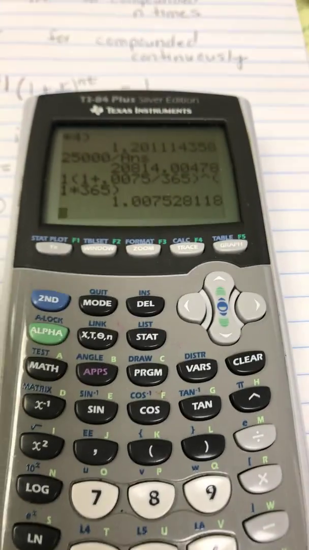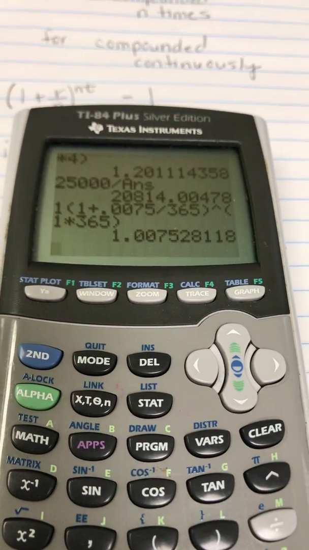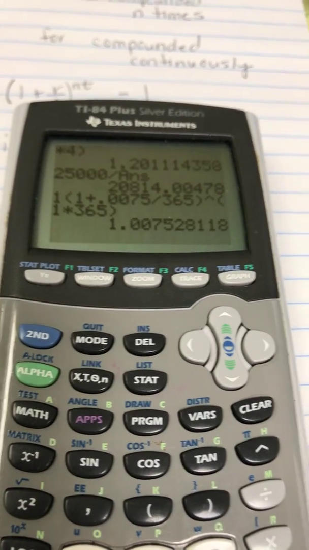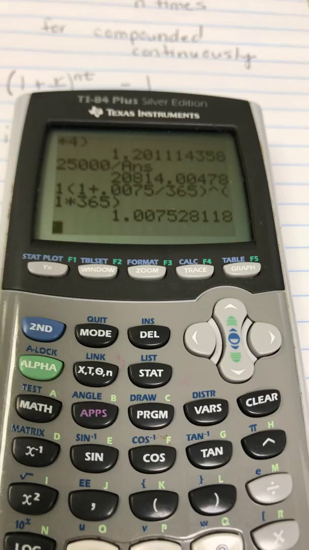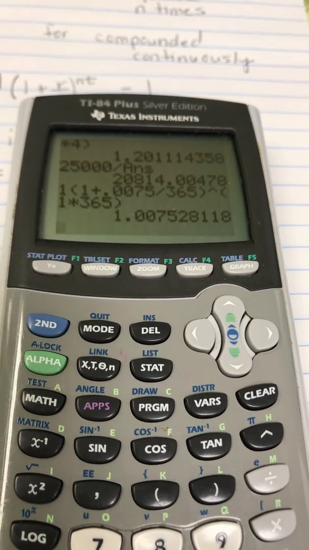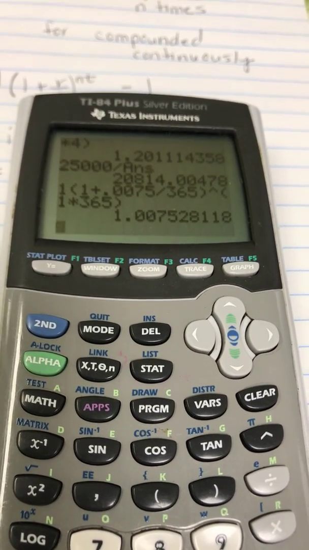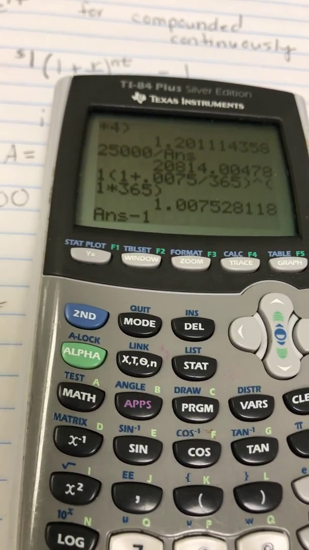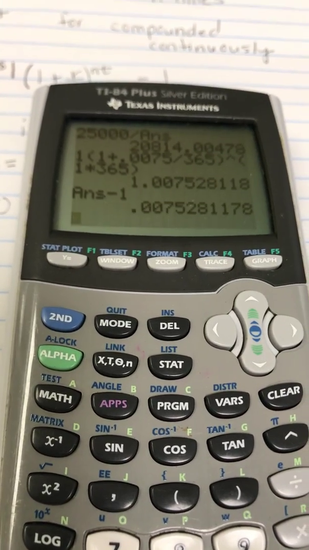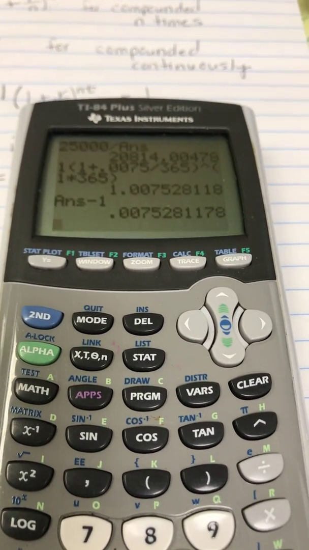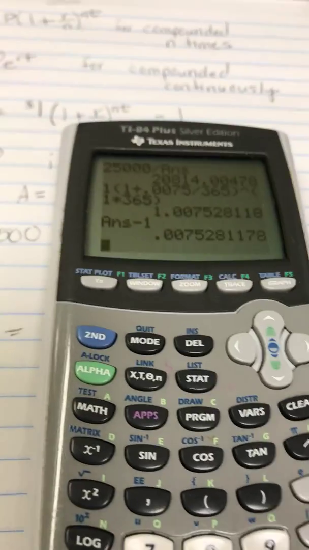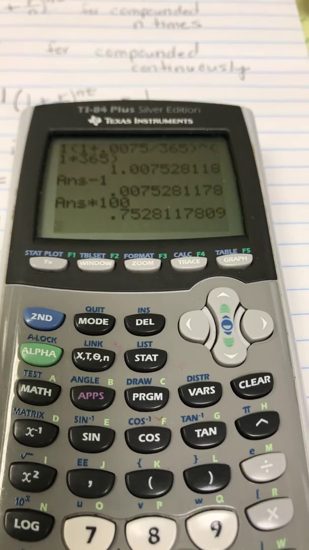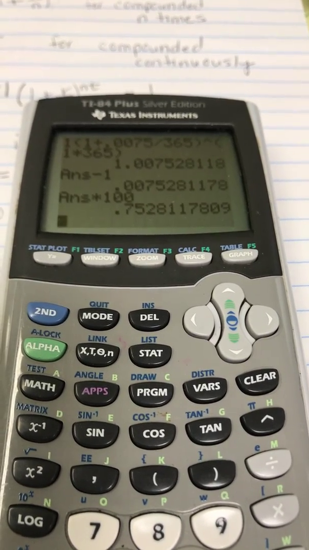So let's see what we've got. We've got our $1 at a 0.75% rate, and it is compounded daily, and we're raising it to the 1 year times 365. And we're going to take our dollar right back out of it, and that gives us 0.7528. If you change that to percentage, you get 0.7528, and that is the correct answer that I'm looking for in the table there for the APY.